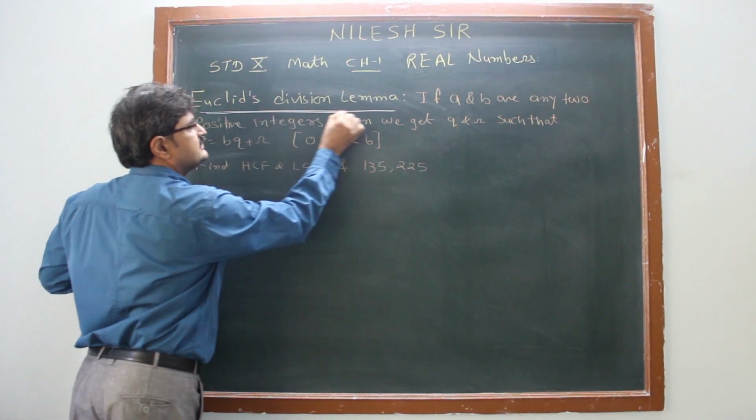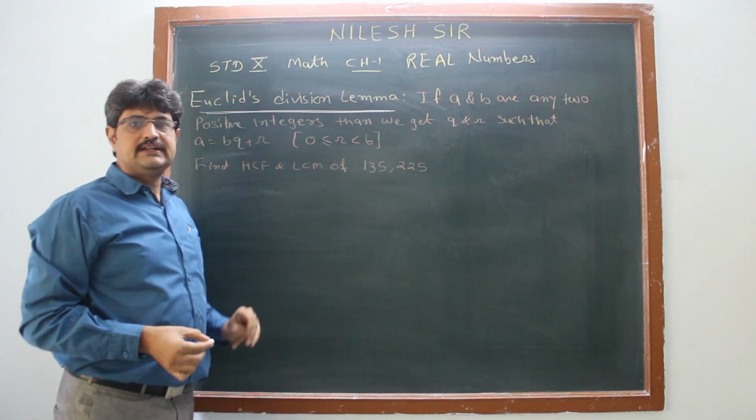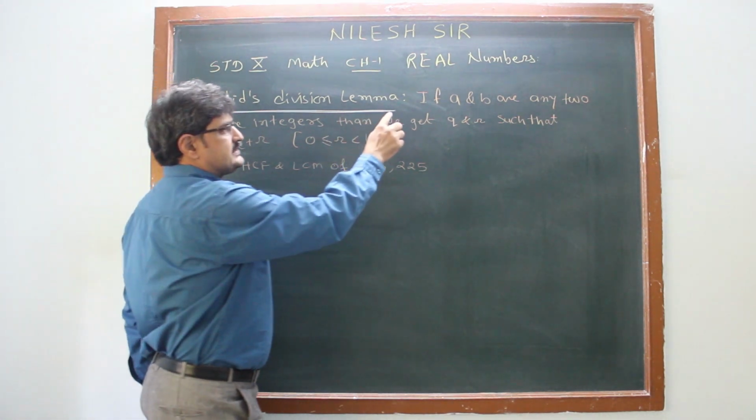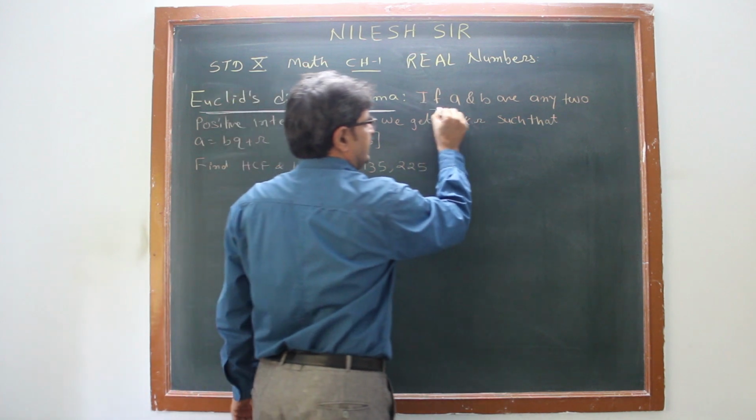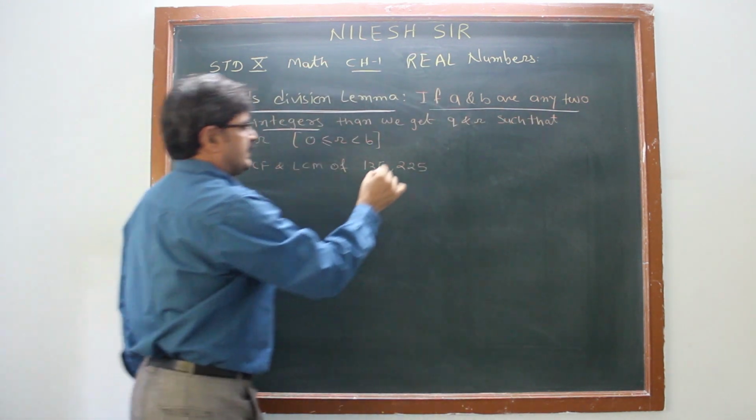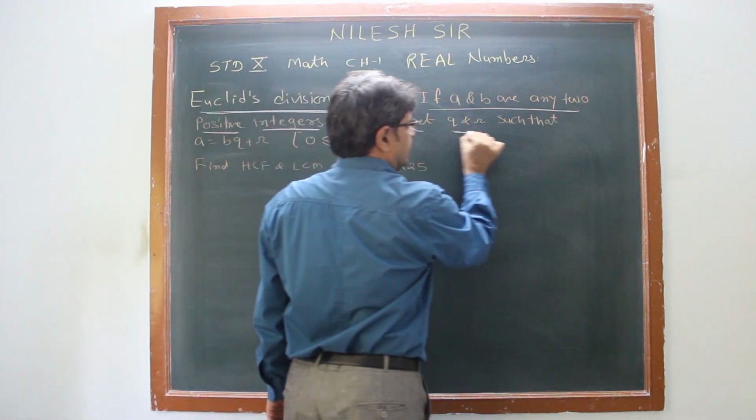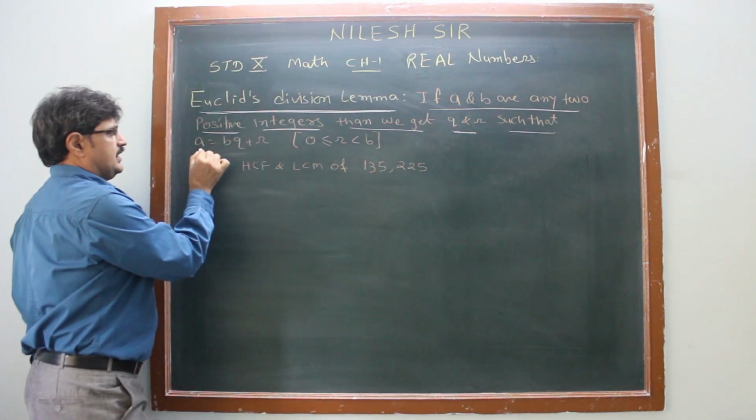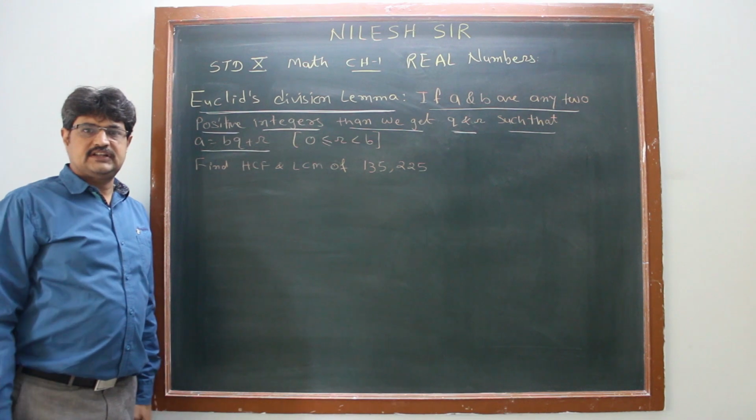Euclid's division lemma. Now what is Euclid's division lemma? Euclid's division lemma says if a and b are any two positive integers, then we get q and r such that a is equal to bq plus r.